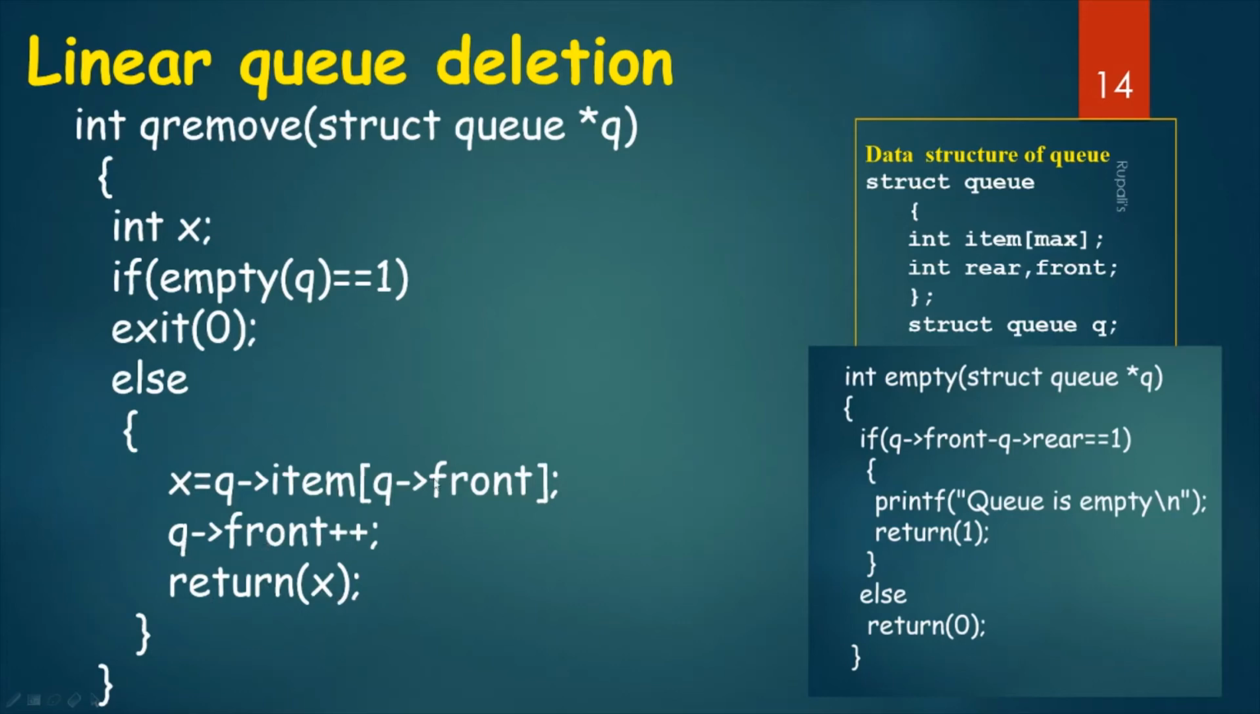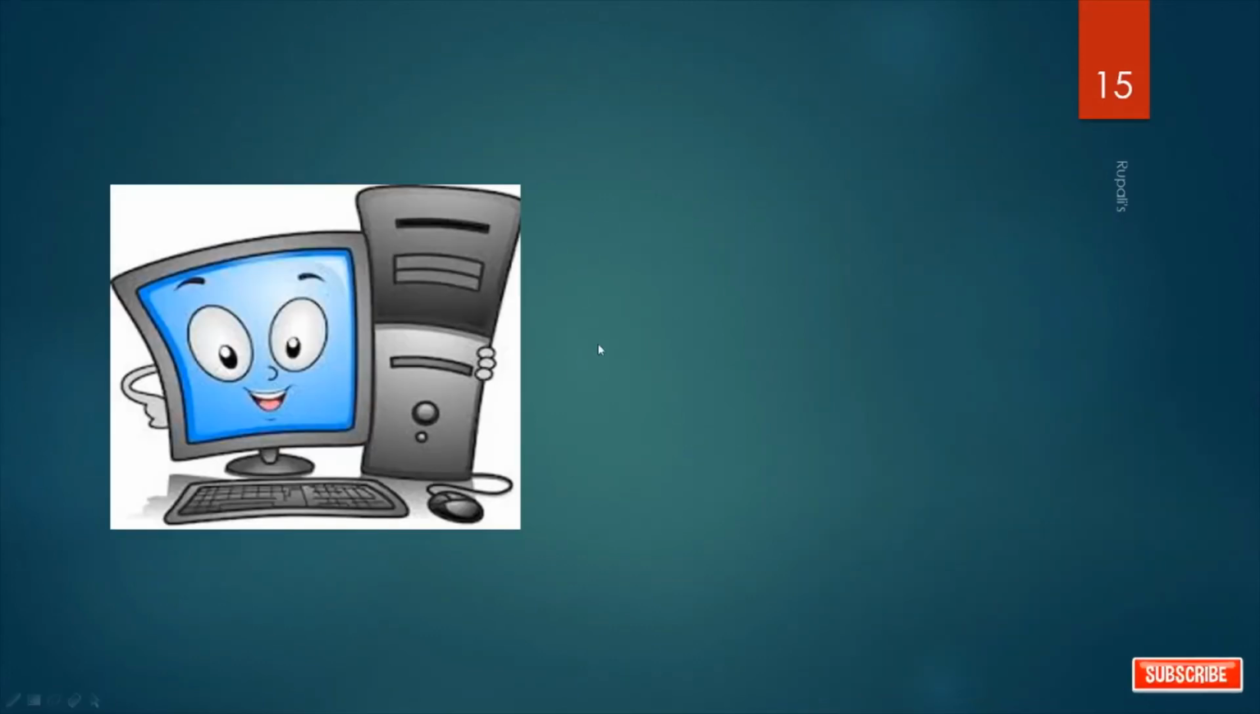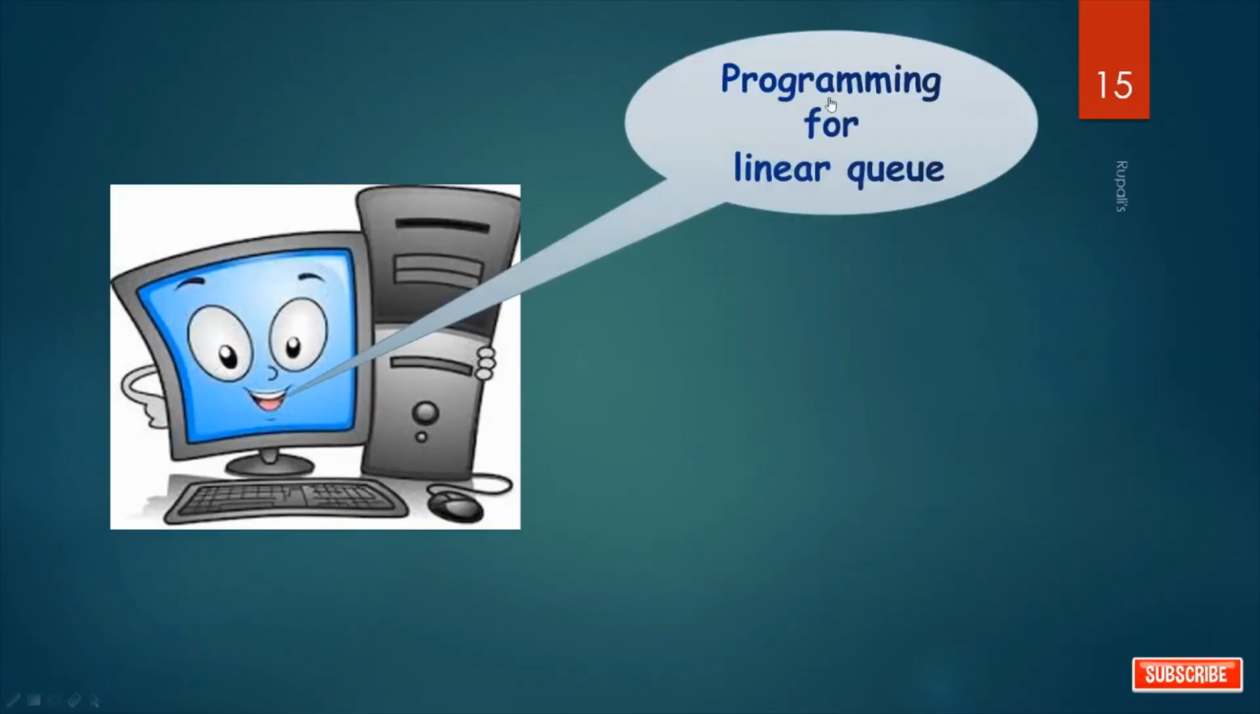I repeat, first we have to store that value pointed by the queue front to the variable x and return that value from where this queue function is called and then increase the front. In this way, queue function works. So see the coding.